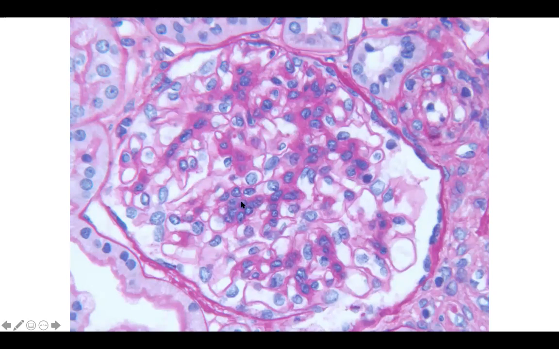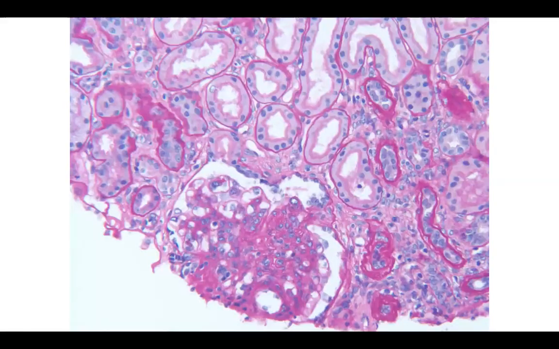And again, capillary loops, these look fine. There's not cells plugging them all up. There are your endothelial cells, which are normal, but there's no endocapillary proliferation here. I'll show you a picture later on. I have another case with endocapillary proliferation.